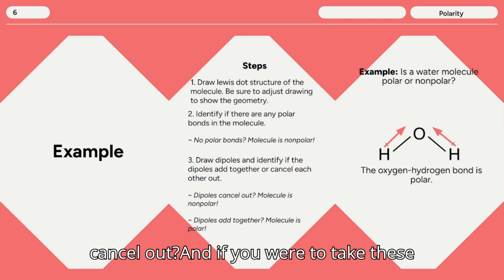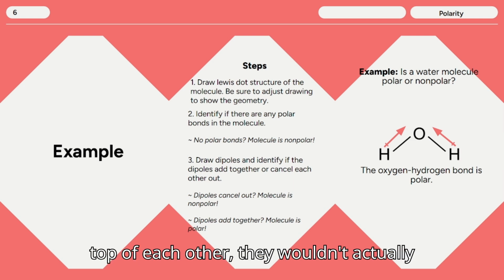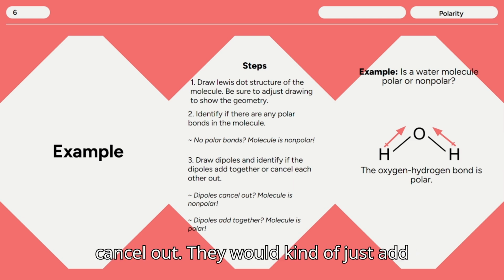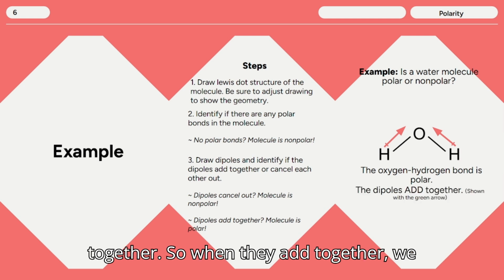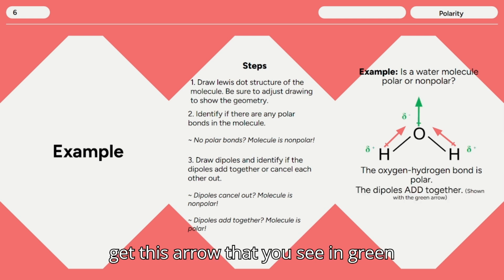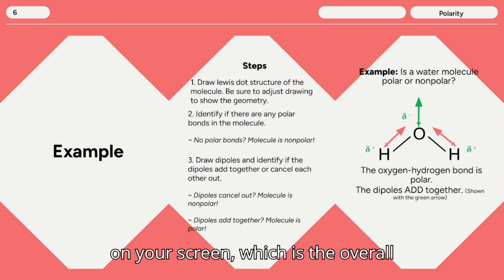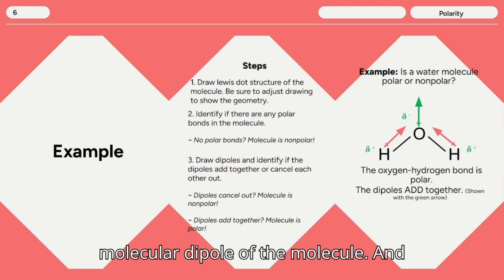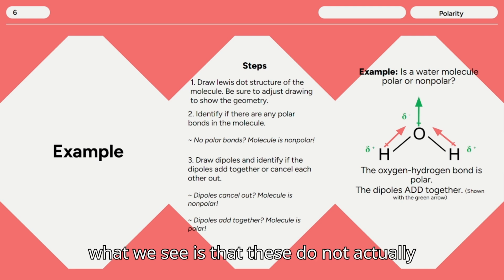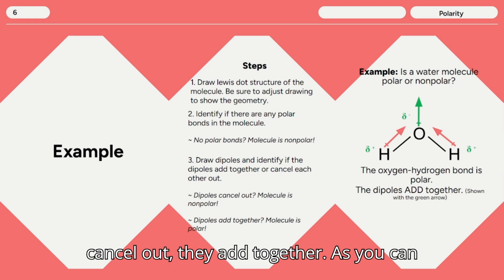Then we want to ask ourselves, do these dipoles cancel out? If you were to take these two dipoles and put them on top of each other, they wouldn't actually cancel out. They would just add together. When they add together, we get this arrow that you see in green on your screen, which is the overall molecular dipole of the molecule. These do not cancel out, they add together.